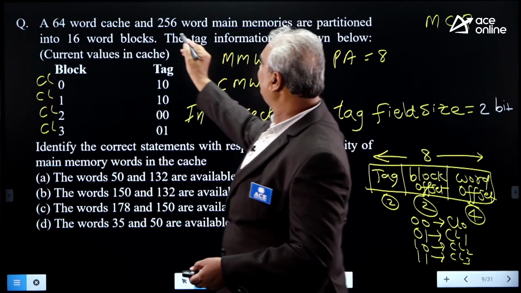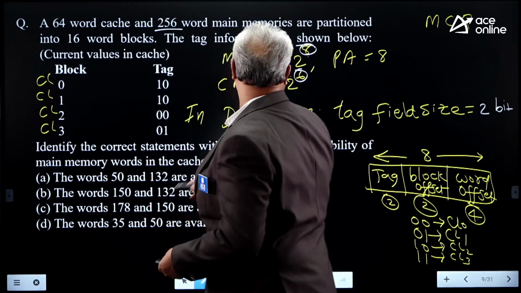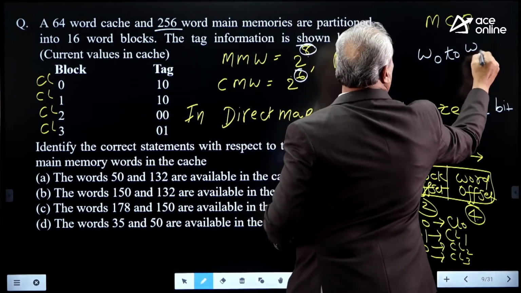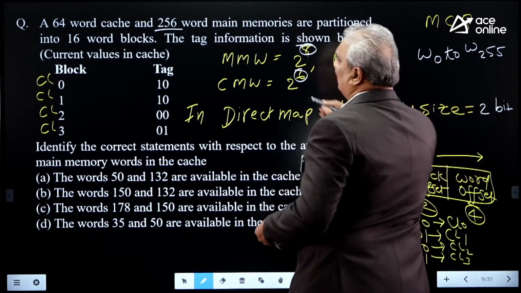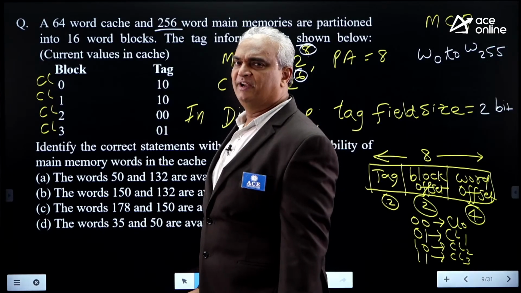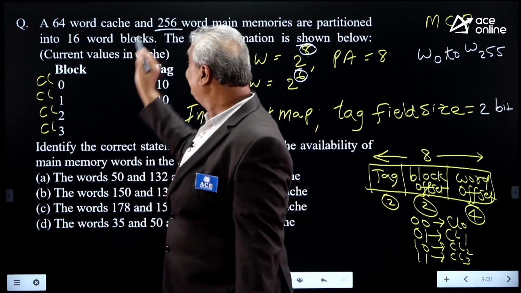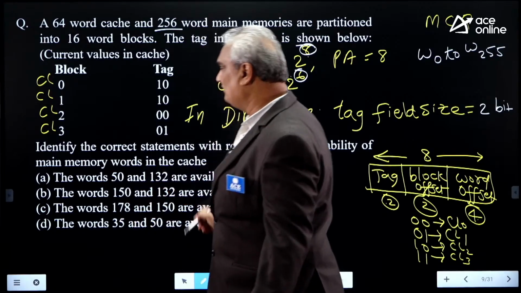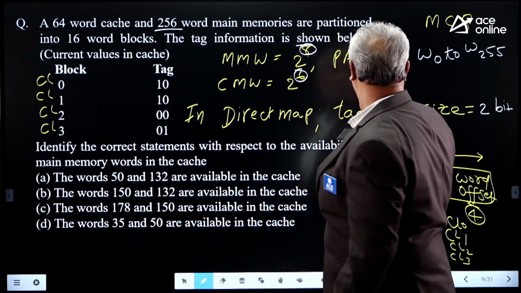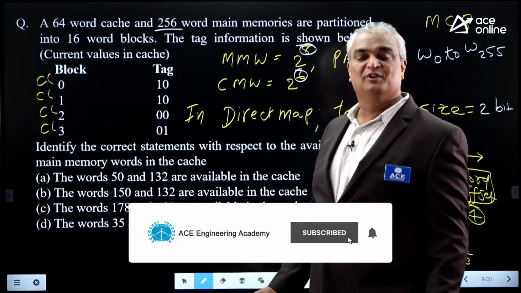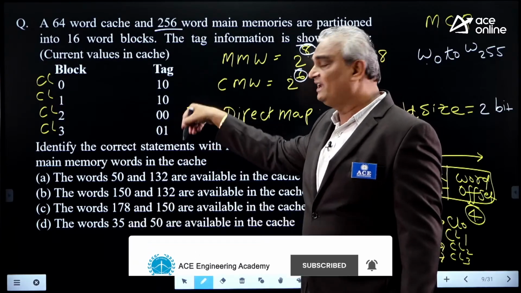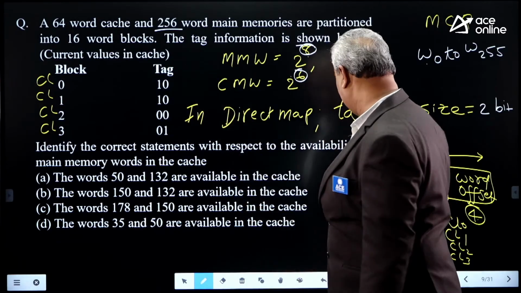How many words are there in main memory? 256. 256 words means W0 to W255. These words are available in main memory, whereas cache memory can accommodate space for only 64 of these 256. In the question, what he asked is, according to this information, from W0 to W255, which words are available in cache memory according to the given information?